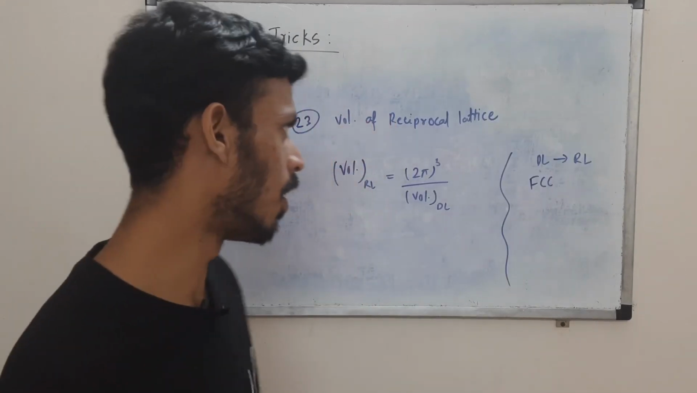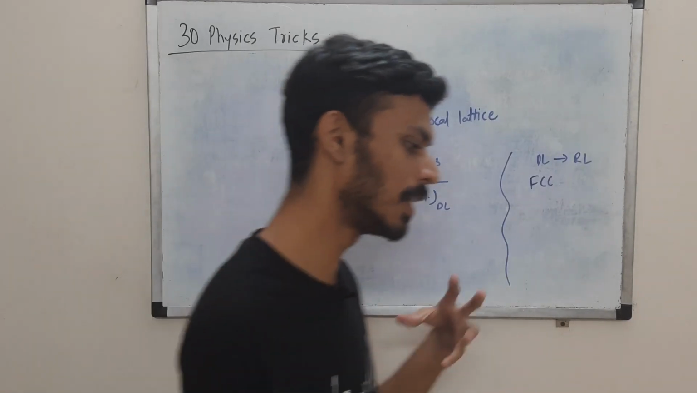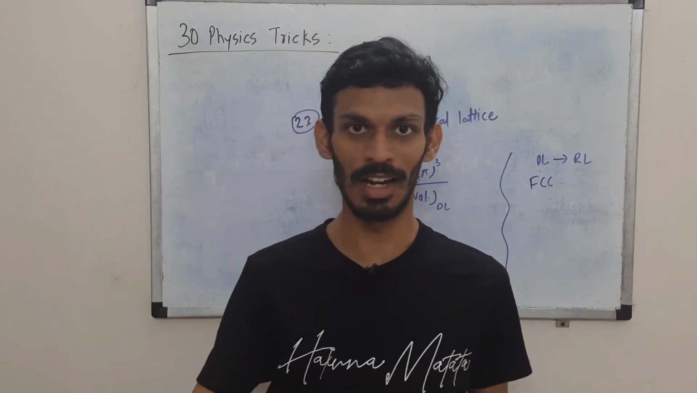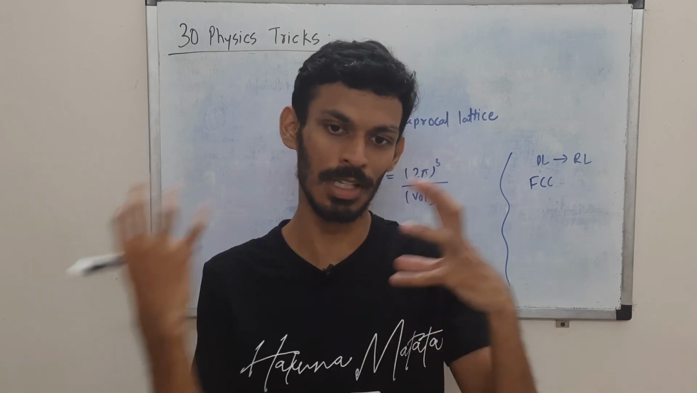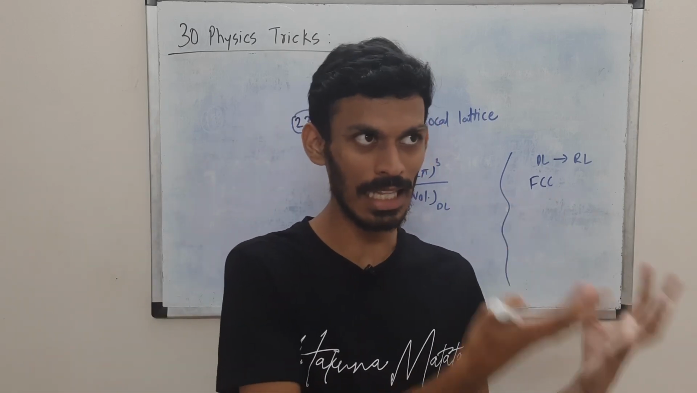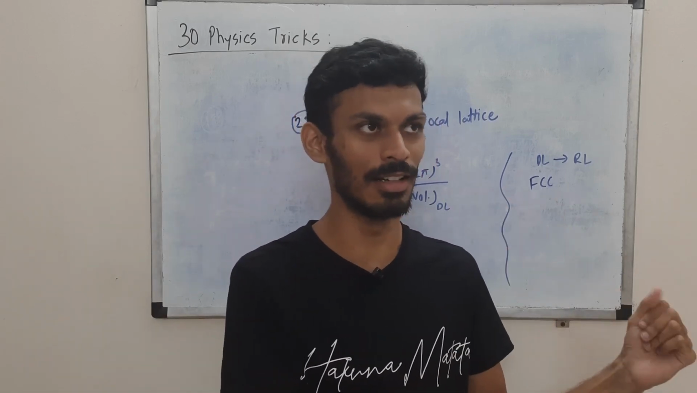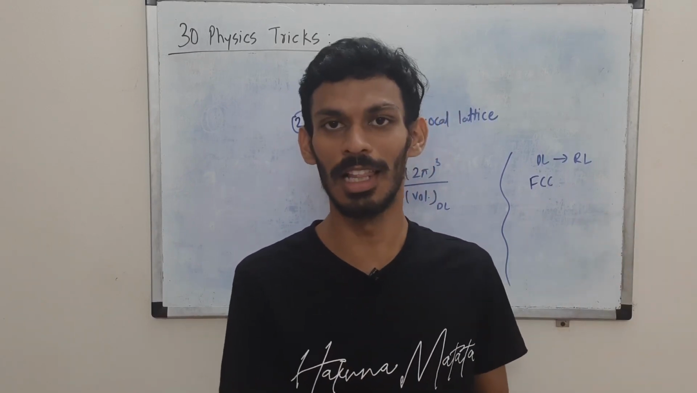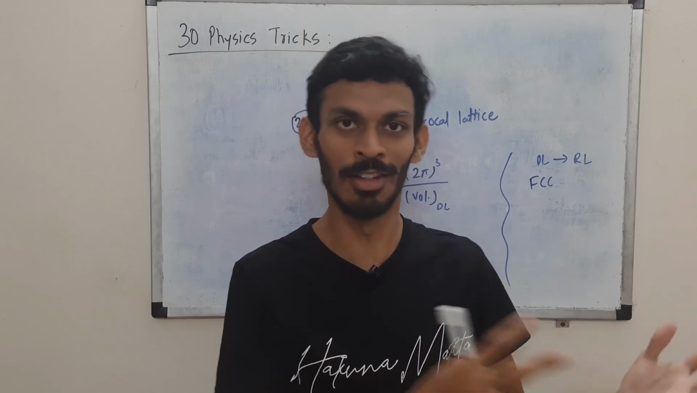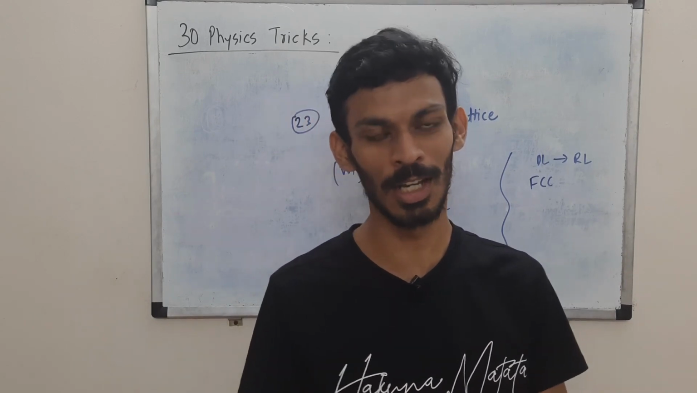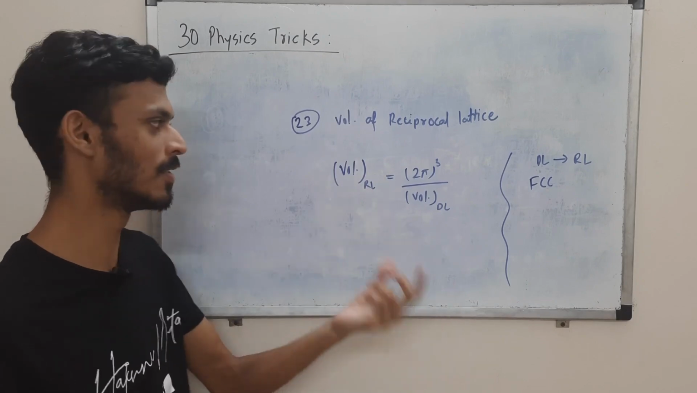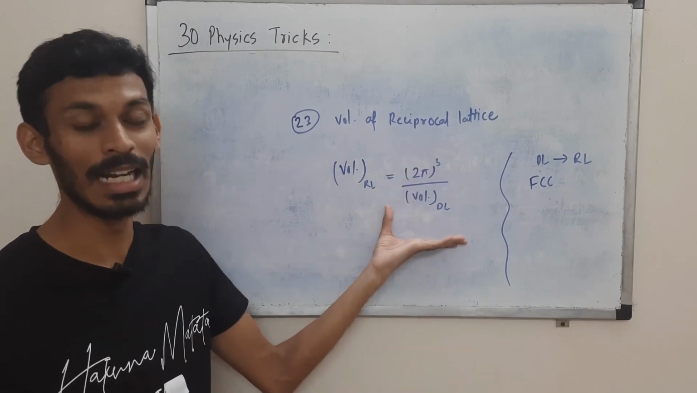Next is the volume of the reciprocal lattice. Now this can be a bit tiresome process, where we have to go from the lattice vectors of one lattice to its reciprocal lattice vectors, and then find the determinant or the scalar triple product of those reciprocal lattice vectors to get the volume of the reciprocal lattice. Instead of that we can use this simple formula: the volume of the reciprocal lattice will be 2 pi cube by the volume of the direct lattice.